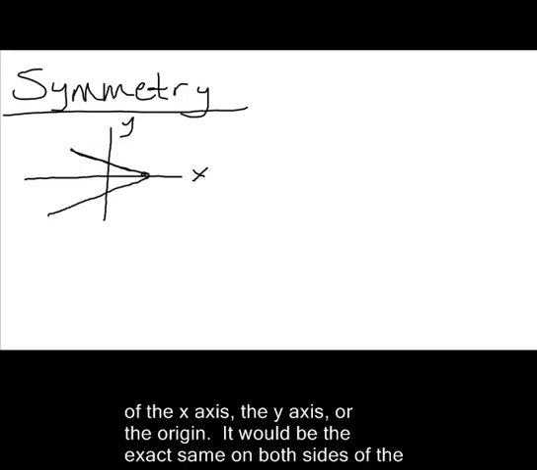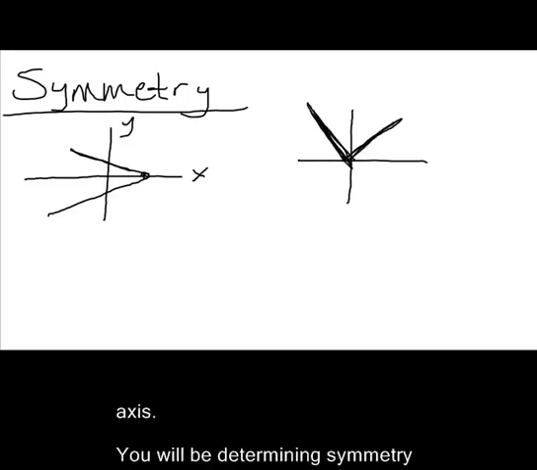Like a graph that looks like that is exactly the same on both sides of the x. If it's symmetric about the y, it's exactly the same on both sides of the y-axis, something like that. If it's symmetric about the origin, it would be exactly the same around the origin. Now what you're going to be doing is trying to determine symmetry algebraically.